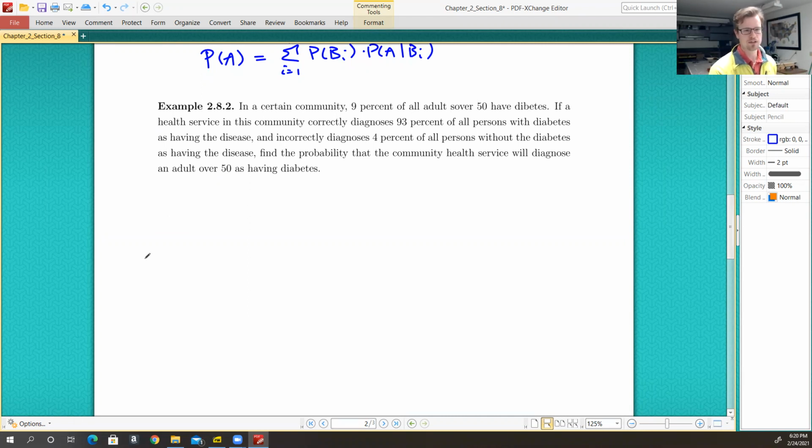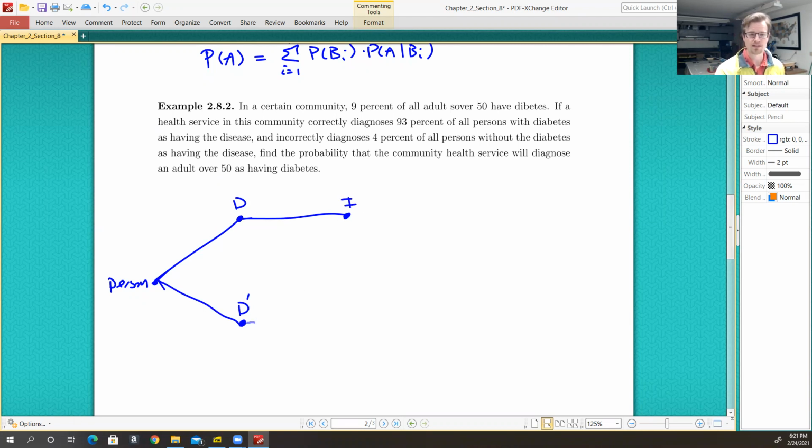That's the idea. So if we have a person, one of two things is going to happen, or one of two qualities is true about this person. They either have diabetes or they don't, right? So if we let D be the event of a person having diabetes, then D prime or D complement is the event that they don't have diabetes. And then we're asking what's the probability that they're going to be identified as having, or diagnosed as having, diabetes. That's what we want to find here.